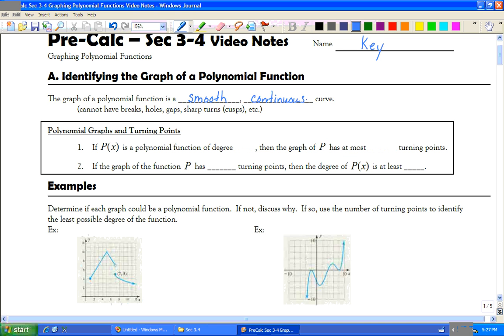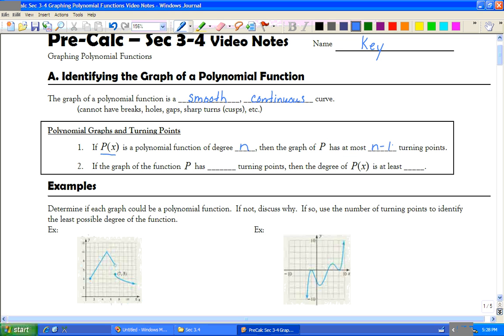something about the graph. So if we have a polynomial function p of x of degree n, then the graph of that function has at most n minus 1 turning points. So for example, if we have a third degree function, it can have at most 2 turning points.